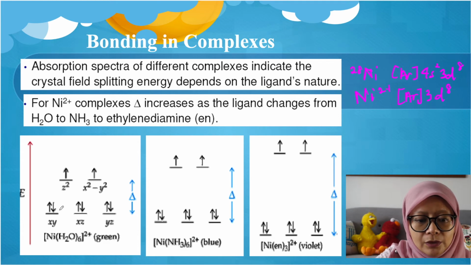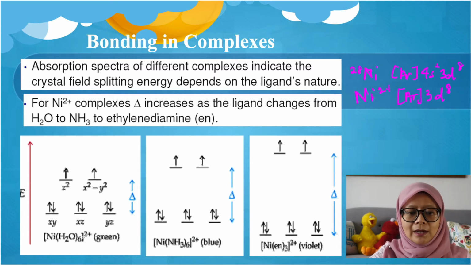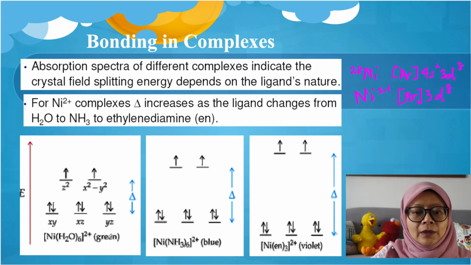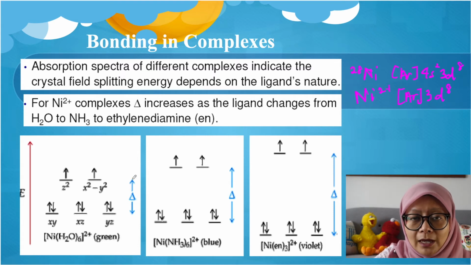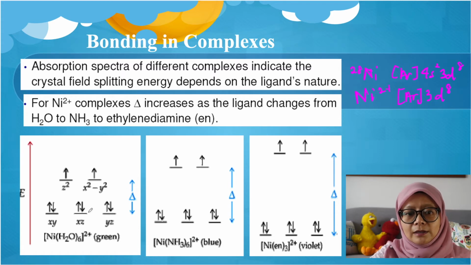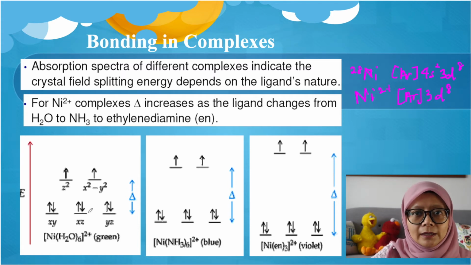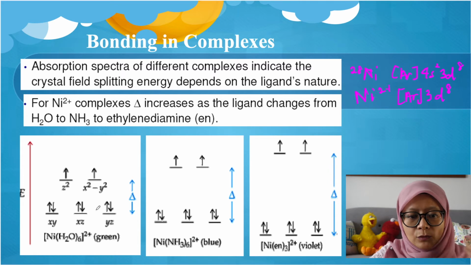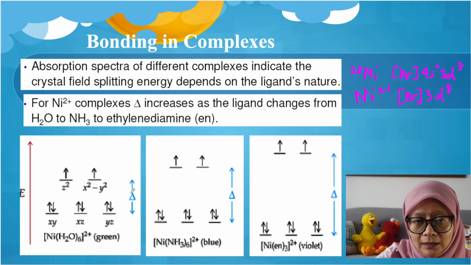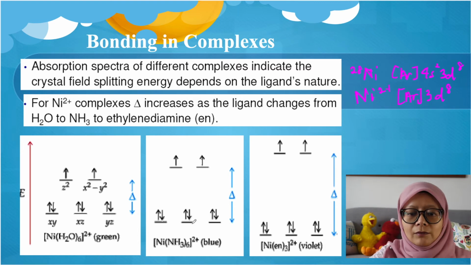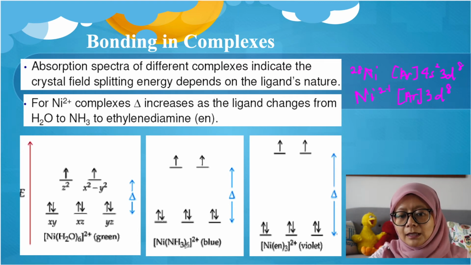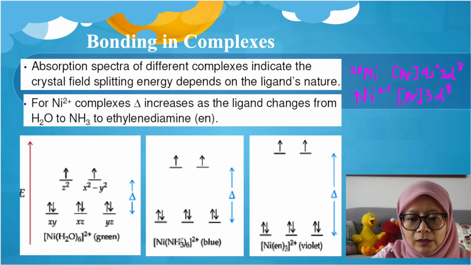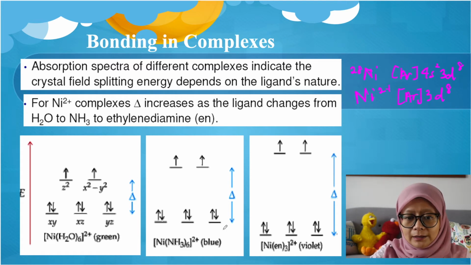Okay, right. So in the first example, this is hexaaquanickel(II), which appears as green color. Why? Because we have a small delta here, so the electron can jump to higher energy easily because of the small delta. And then second one, we have the hexaamminenickel(II) complex ion, which appears as blue color.